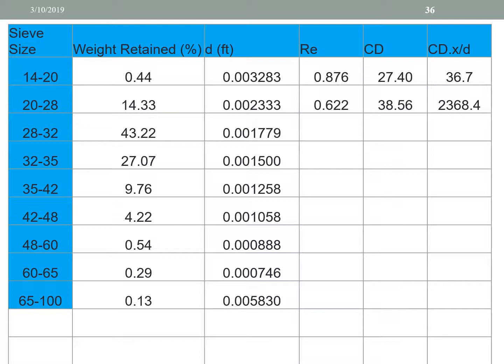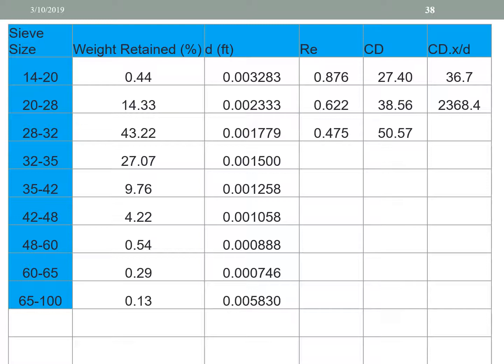Next, the Reynolds number for the CF number 3. Again, same formula, you just change the diameter to 0.001779, and if you calculate, it will be 0.475. And again, you see the Reynolds number is less than 1. The CD will be 24 over Reynolds number, and it will be 50.57.